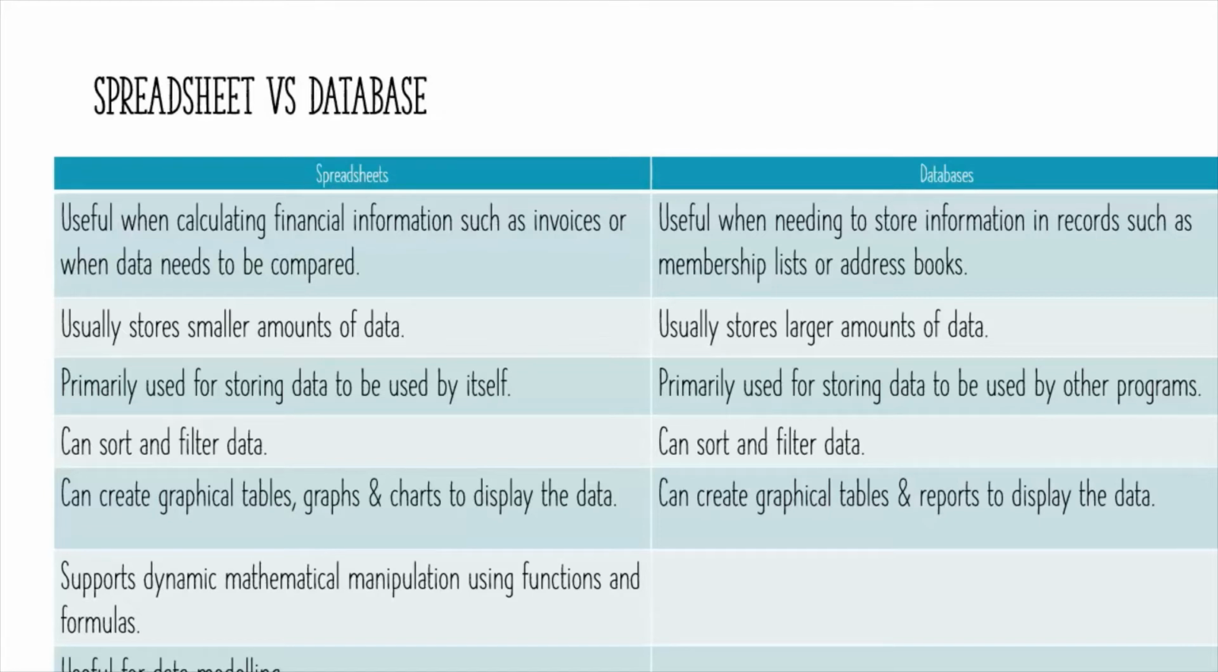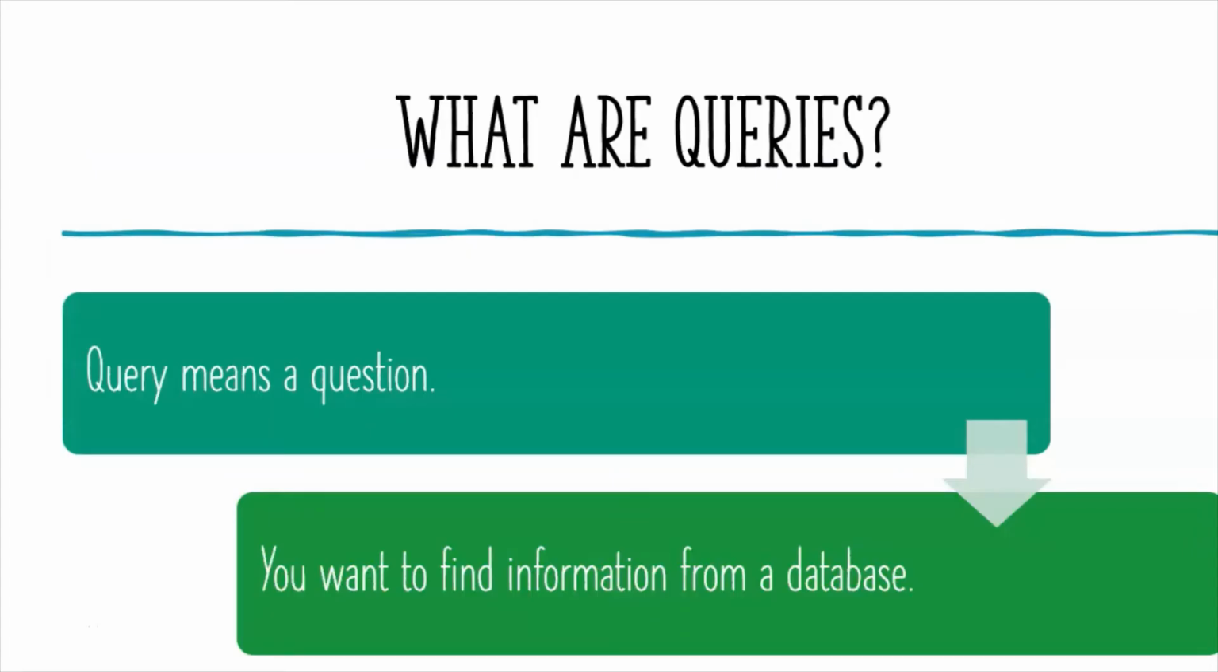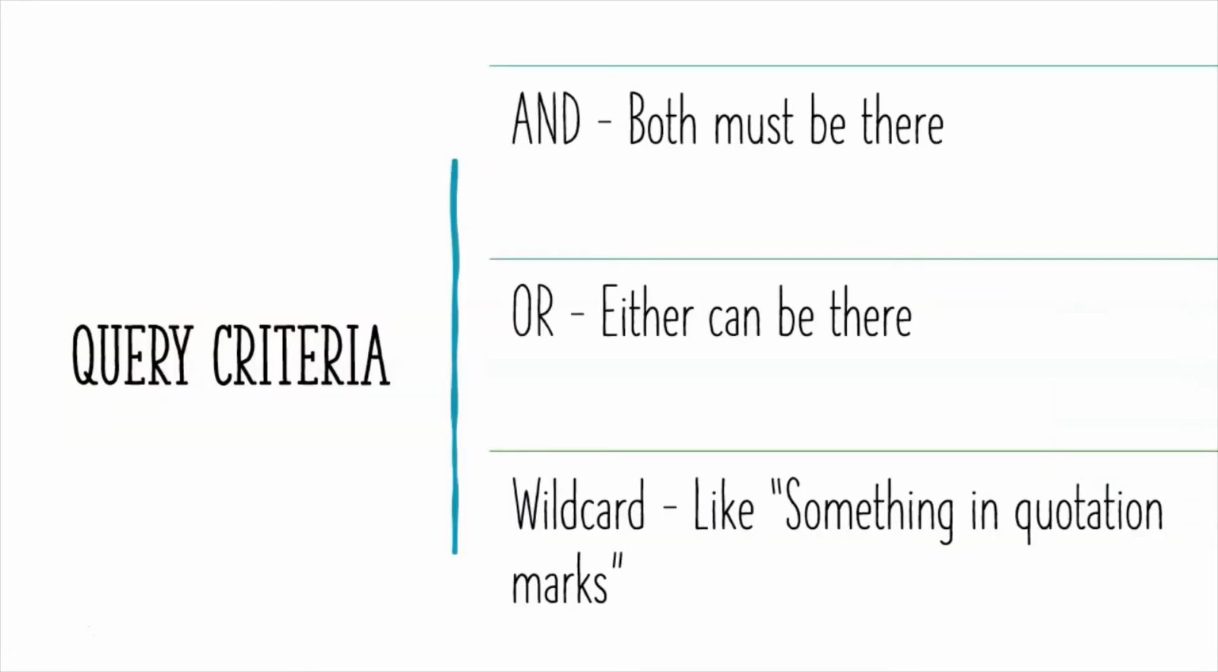and graphical table. We can sort and filter data in both of them, but what makes the database useful, and what we're going to look at today, is that query function that we've got. It's very powerful, can give us all the information we want. So what are queries? Query means a question. I want to find out information from my database. To make the query effective, I need to narrow it down using criteria, and we're going to look at some examples of this.